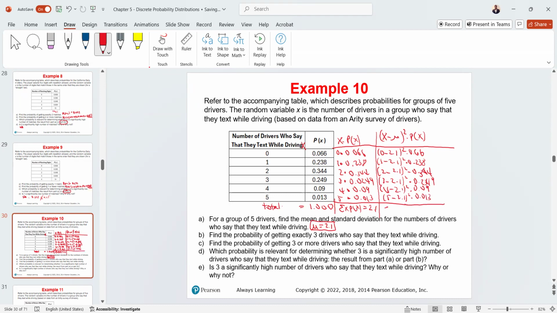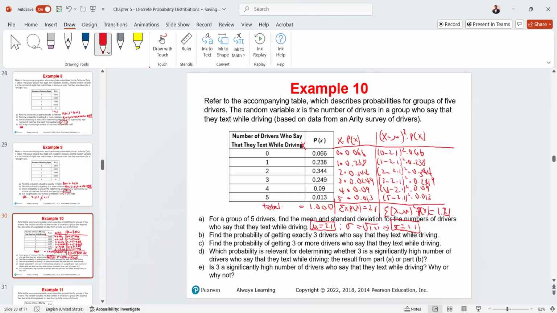So again here, we put the sum of x minus the mean squared times p of x, and you need to add up everything. As I said, you'll find 1.21. Knowing that the standard deviation is the square root of 1.21, the standard deviation would be 1.1. So we found the mean and the standard deviation. That was the question we were supposed to answer here for part A, because they said for these 5, find the mean and the standard deviation, which we did, okay?